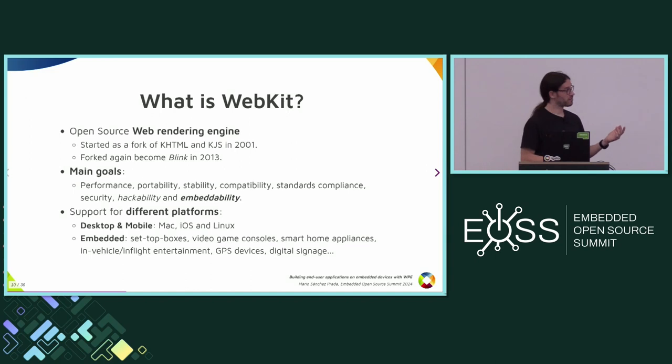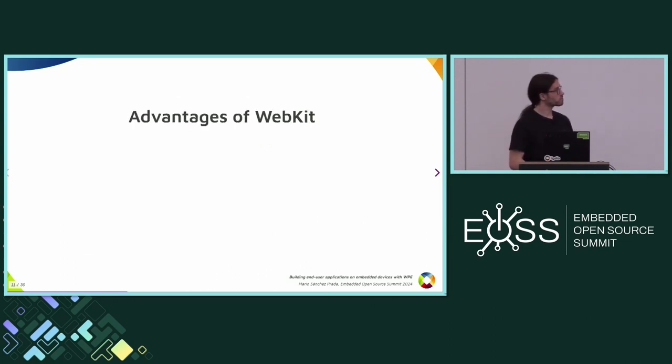But in embedded, for instance, there are a lot of places where WebKit is being used. In set-top boxes, it is counted in the hundreds of millions of deployments these days. Video game consoles as well, like the PlayStation, and smart home appliances, like, if you're familiar with the Thermomix, the cooking machine, yes, when you cook, you're using WebKit. And then in vehicles, in-flight entertainment, GPS devices, digital signage as well. This is a really common use case where you have a big display in shopping malls or in airports. That's one of the other things.